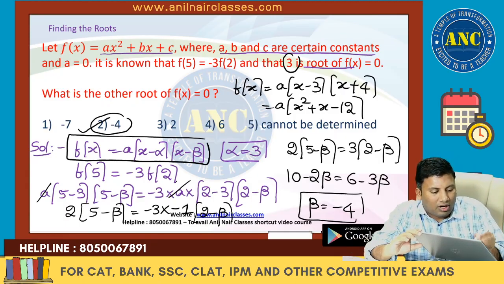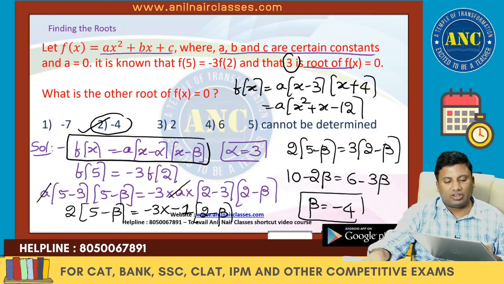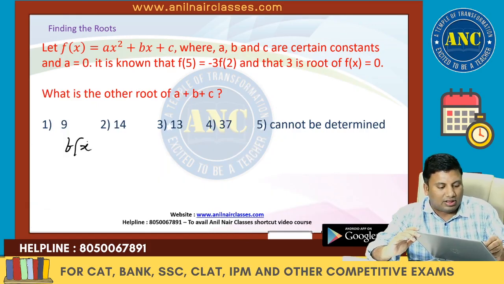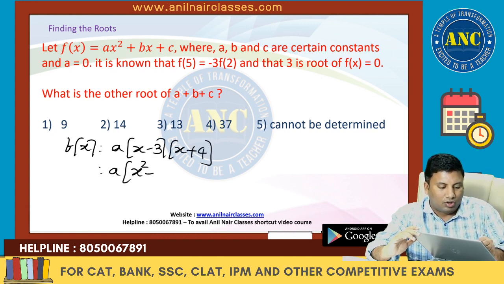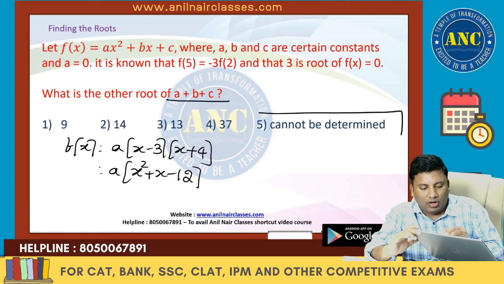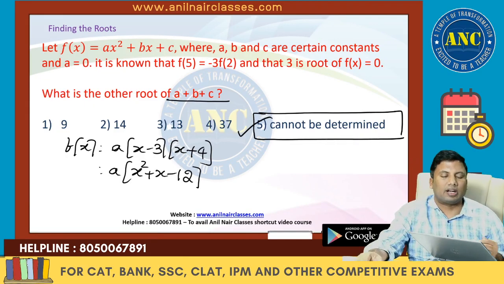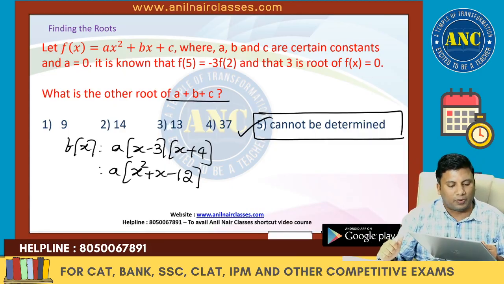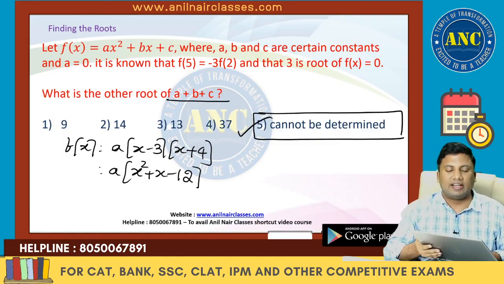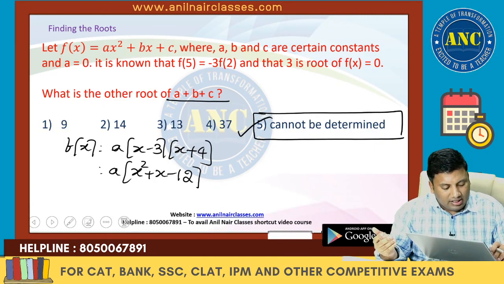What is the other root of f of x if one root is 3? Answer is minus 4. What is the equation we got? F of x is nothing but a into x minus 3 into x plus 4 we got. This is nothing but a into x square plus x minus 12. We do not know the value of b and c. So answer for this question is cannot be determined. We only know the form of the quadratic expression as a into x square plus x minus 12. We do not know anything about b and c. So the answer is cannot be determined.